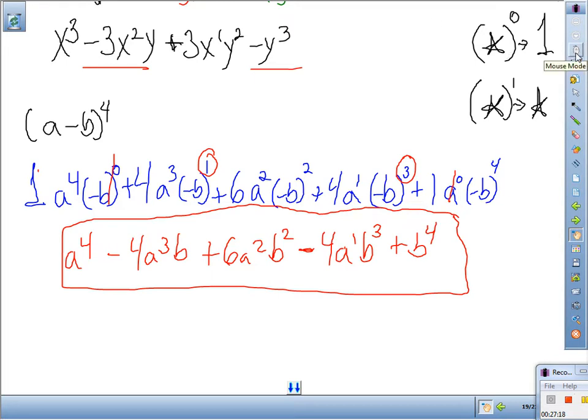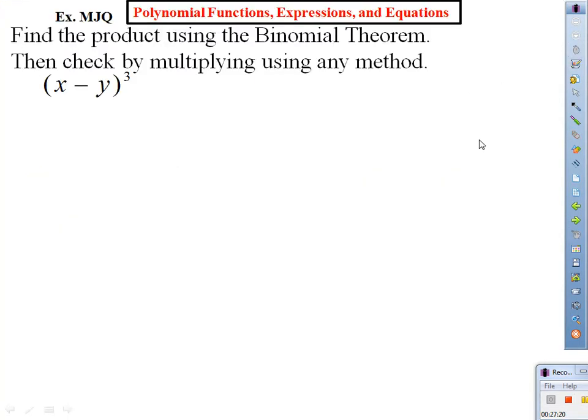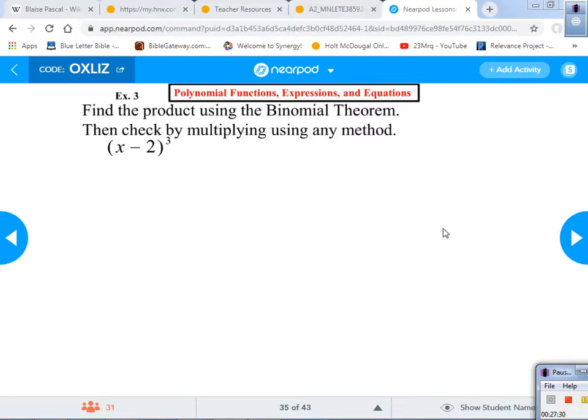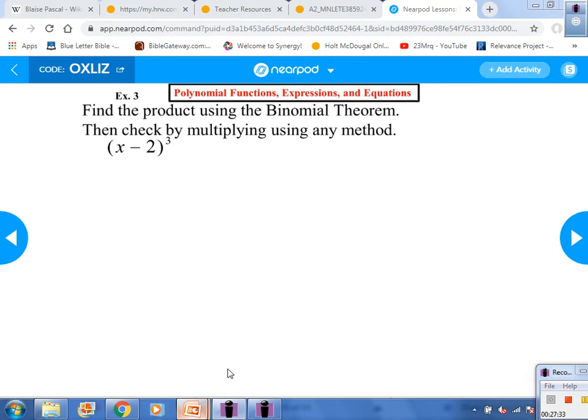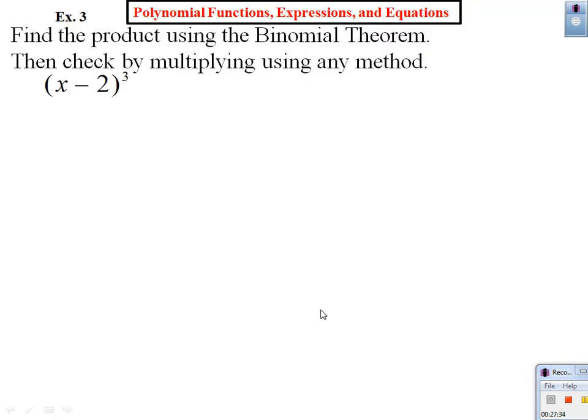All right, let's crank it up a notch. Now let's use some numbers. Copy this one, example 3. Example 3, x minus 2 cubed.